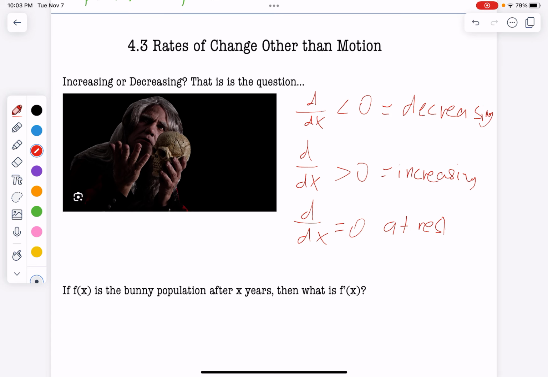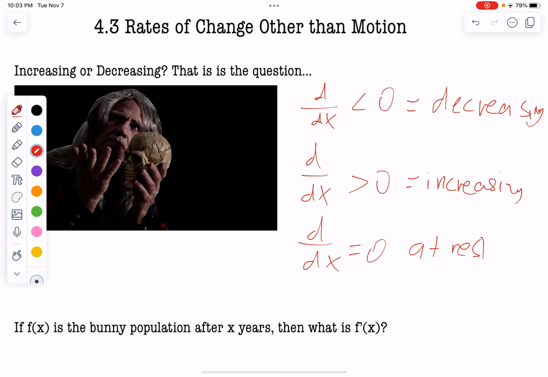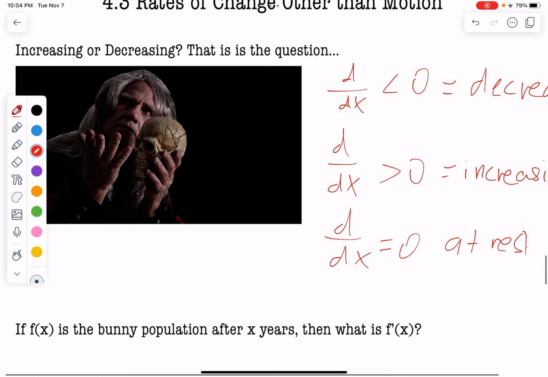The reason it's called rate of change other than motion is that you can take the rate of change of anything. This is a concept you have to understand for what we're going to do in 4.4 with related rates. You can literally have, say, the rate of change of someone's hair, d hair/dt. Anything you want to take the rate of change of, you can do with any variable.